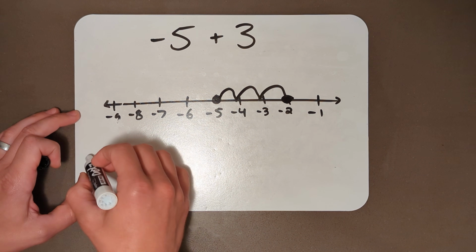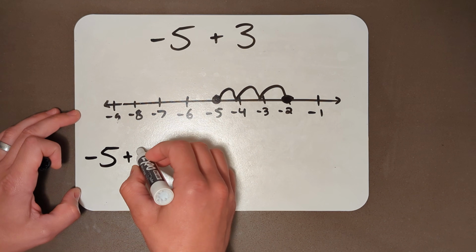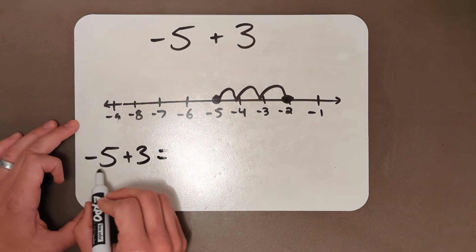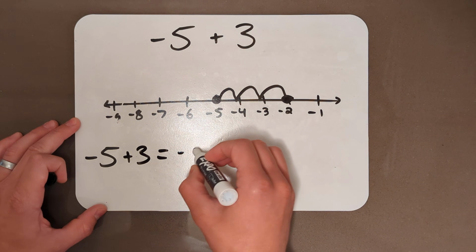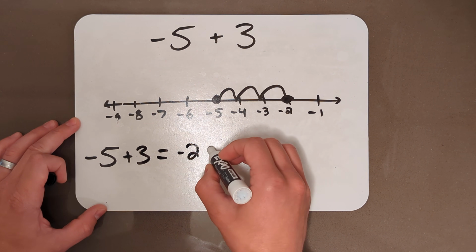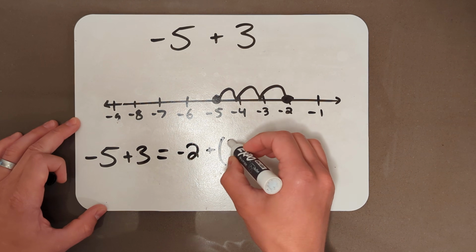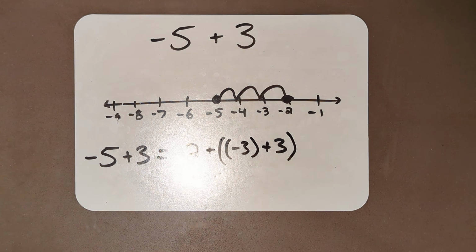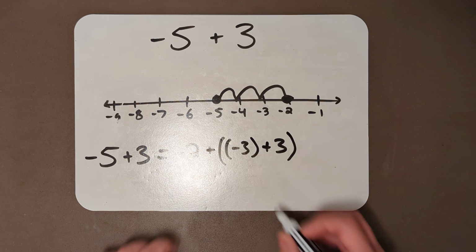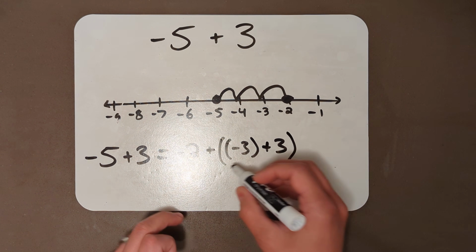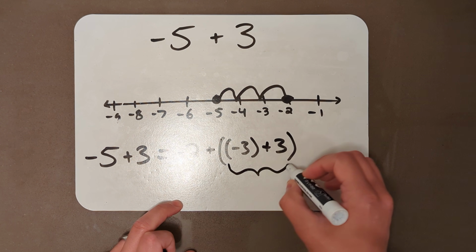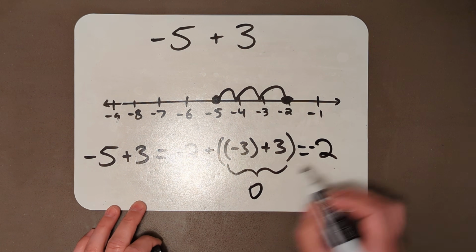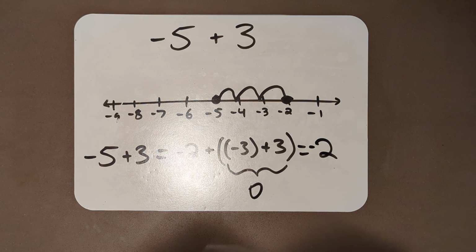And then for our abstract model, again, essentially what we were doing here was we decomposed that -5 into -2 plus -3, plus 3. So we were kind of associating these two together, the opposite of 3 and 3, or -3 and 3. So again, these are going to be those 3 zero pairs, which is why we end up at -2. Don't forget the negative.